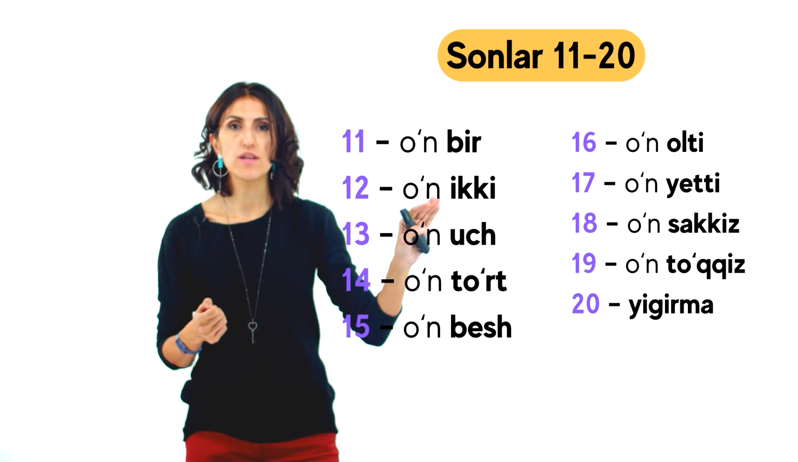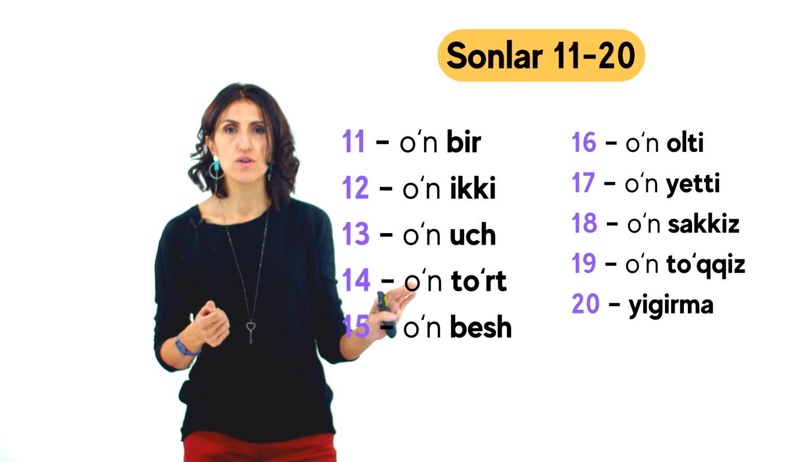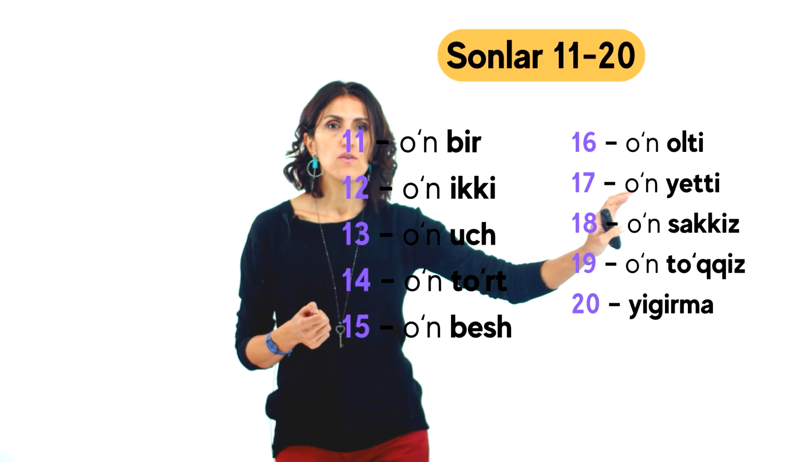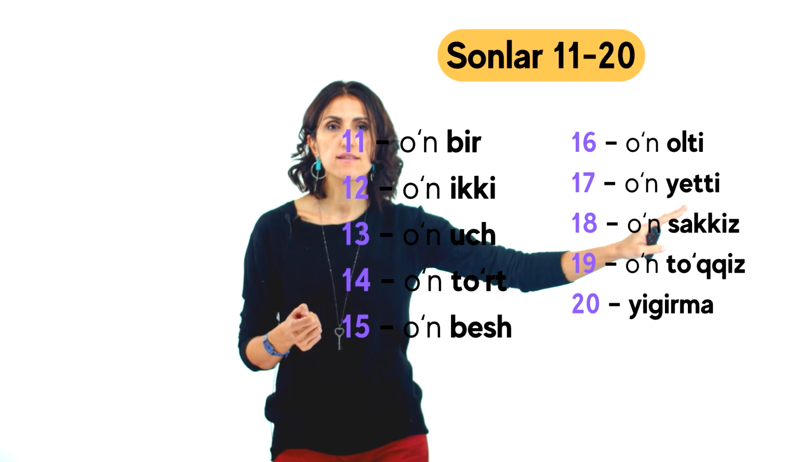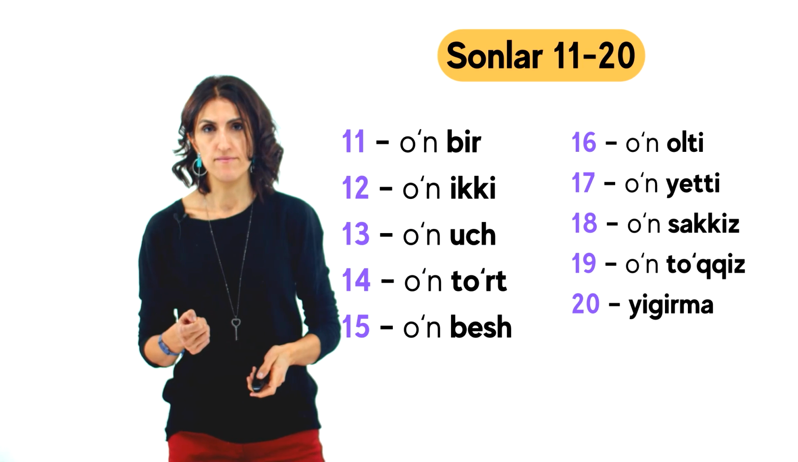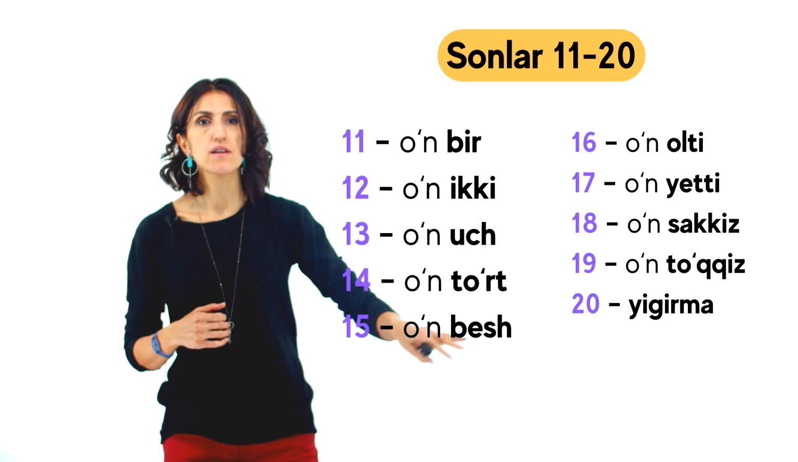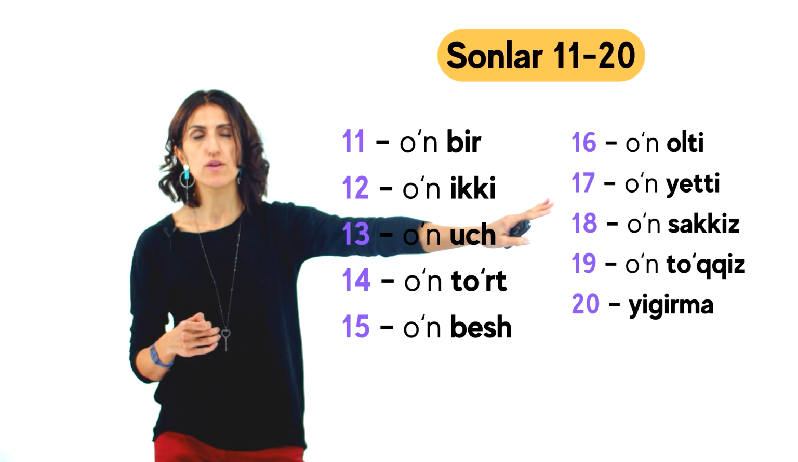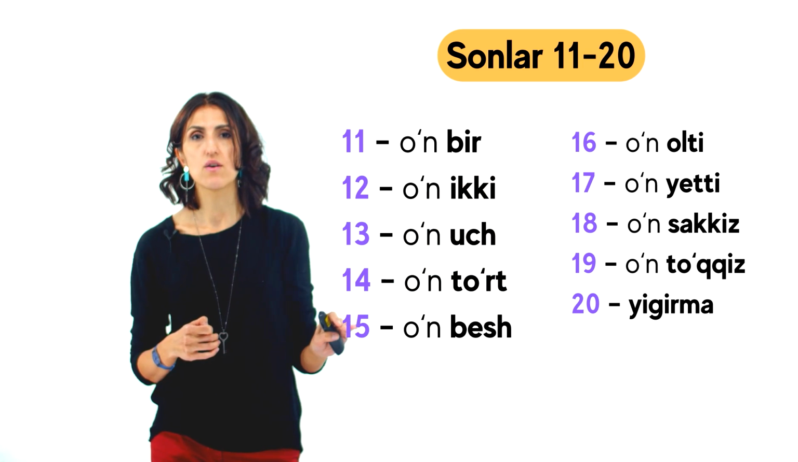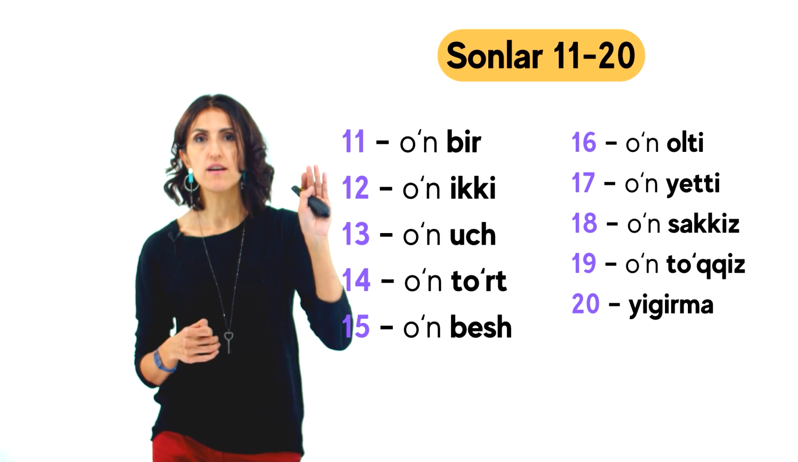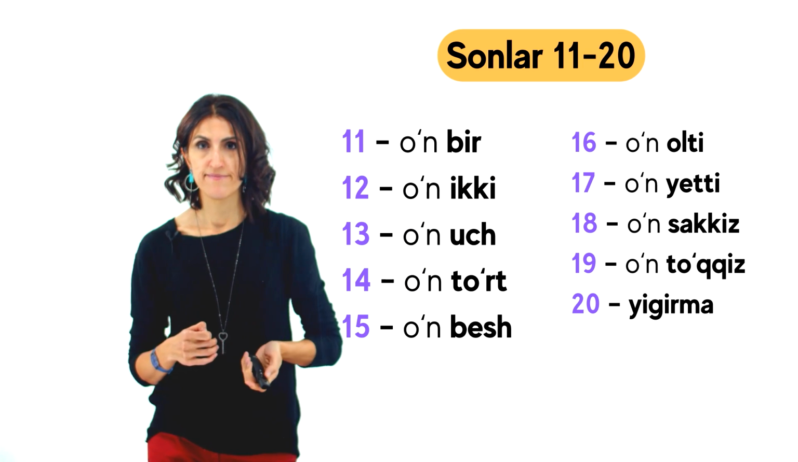11, 12, 13, 14, 15, 16, 17, 18, 19, 20. Let's count backwards. 20, 19, 18, 17, 16, 15, 14, 13, 12, 11. Bu neçe?